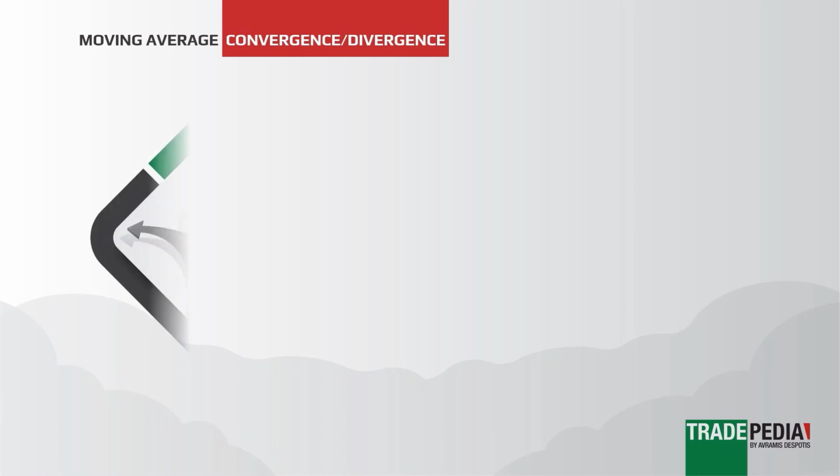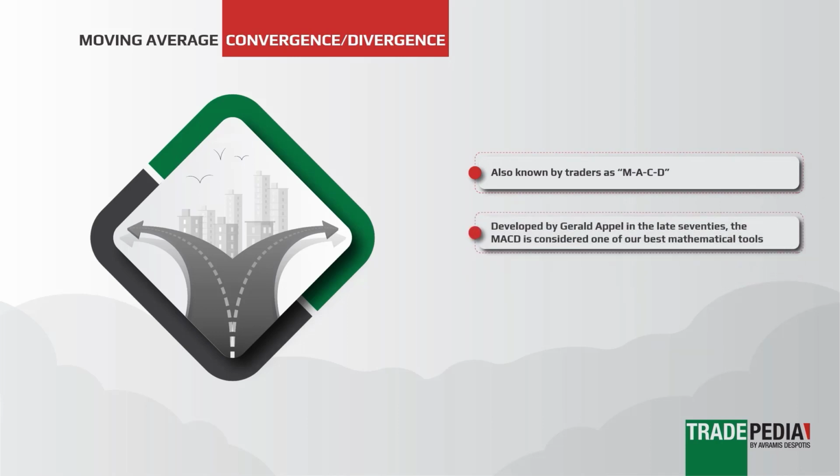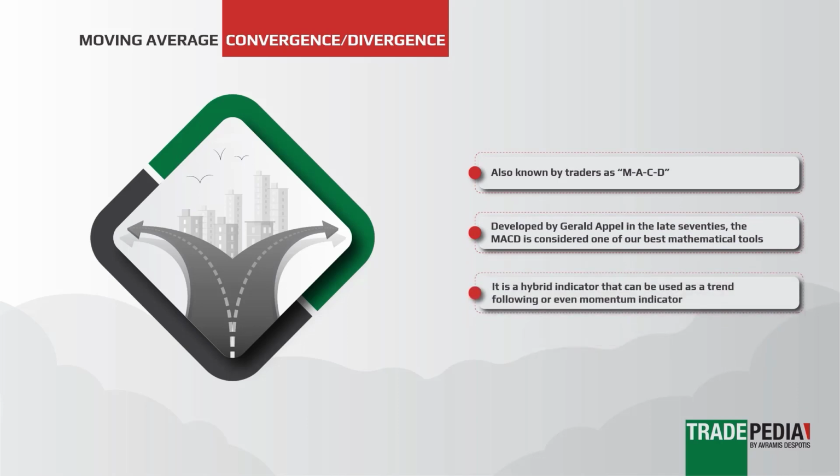Let us discuss now the moving average convergence divergence, also known as MACD. Developed by Gerald Appel in the late 70s, the MACD is considered one of our best mathematical tools. It is a hybrid indicator that can be used as a trend-following or even momentum indicator, offering the best of both worlds.